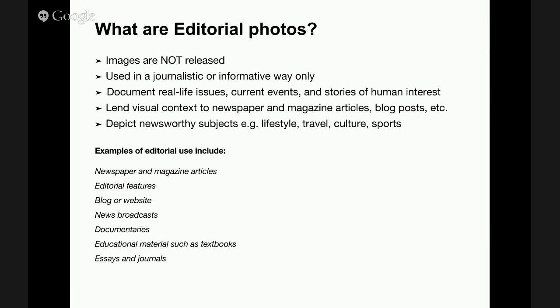And so they can only be used in a journalistic or informative way. They can't be used to sell anything. They can't be used for commercial purposes. So it's really imperative that we're aware of that, and we know we can't take chances. Well, and because they're used for journalism or educational purposes, they have to be truthful representations of those things. And as Heather mentioned, people are incidental, but they're more candid. They're not posed. They're not staged.